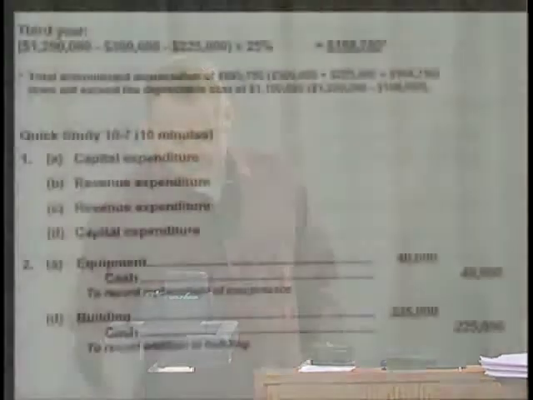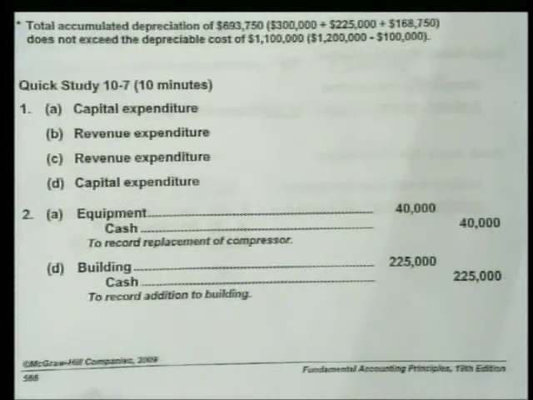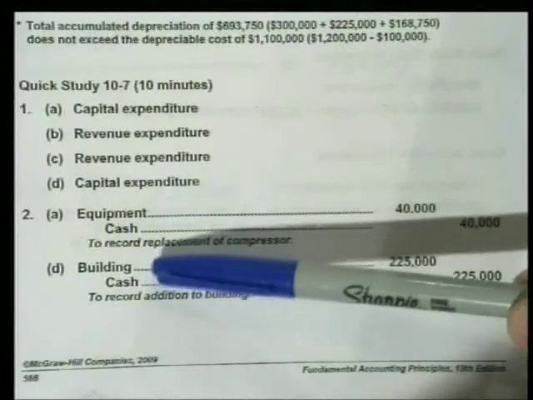Letter D, completed an addition to an office building for $225,000 cash. That's a capital expenditure. Okay? Number 2 says prepare the journal entries to record transactions for A and D. Now those were the capital expenditures, right? Now, what they want to get at there, and you can see it there at the bottom, is that for the capital expenditures, we're going to be debiting not an expense account, but an asset account, equipment and building.